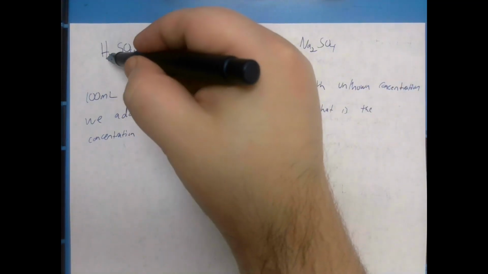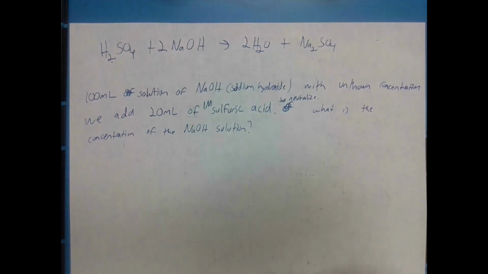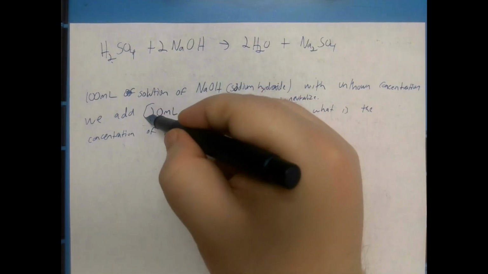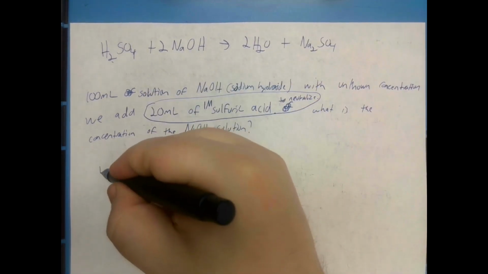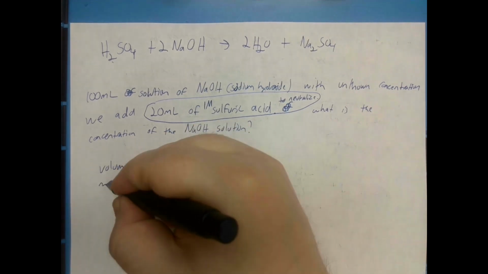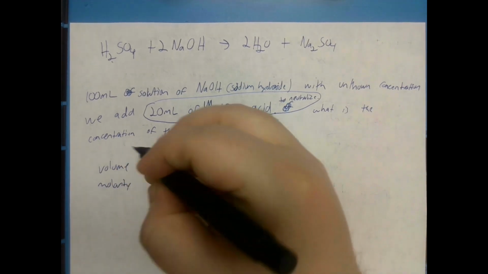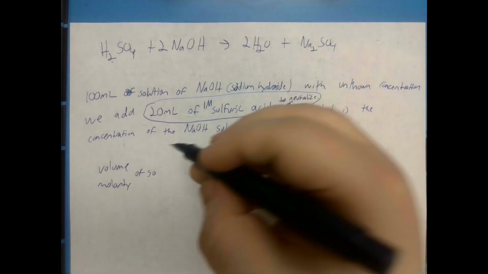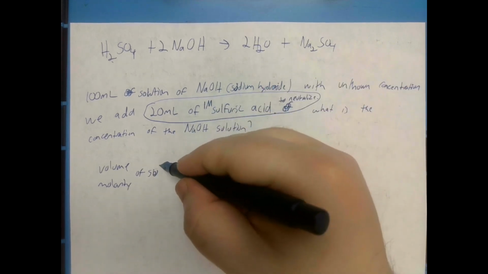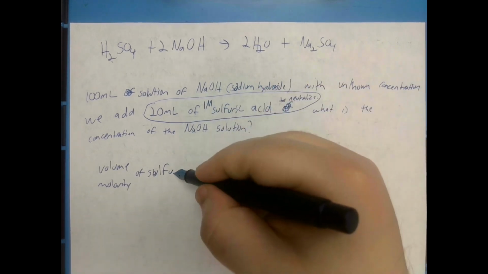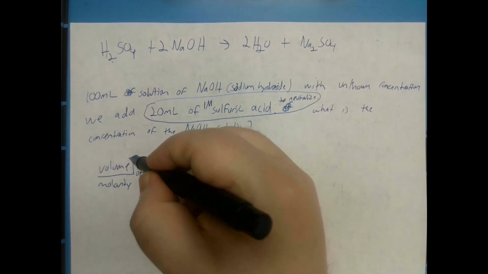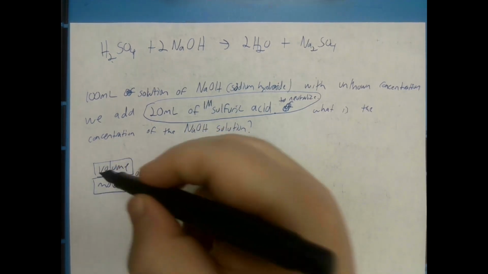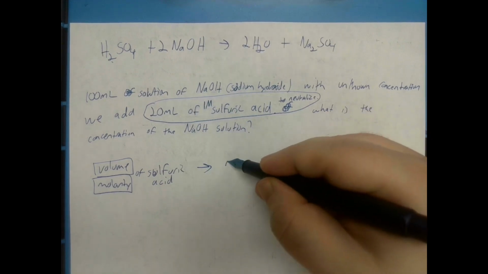So we know it's a 1-to-2 ratio. We have this information. We're given the volume and molarity of sulfuric acid. From this information, what can we find out? If we know volume and if we know molarity, we can get moles.